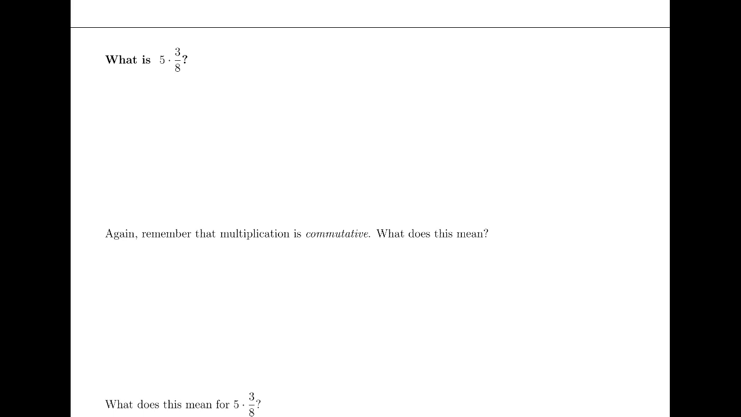a size of piece. So if you could think of this as 5 copies of 3/8, which is very much like 5 copies of 3 cats. So if you had 5 people where each of those people had 3 cats, then altogether you would have 15 cats. Similarly, if you have 5 copies of 3/8, this should be 15/8.